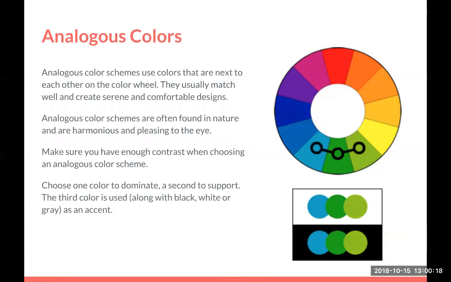Then we have analogous color schemes. Analogous color schemes use colors that are next to each other on the color wheel, and they usually match well, and they can create a serene and comfortable design. The reason they match and feel comfortable is that analogous color schemes are often found in nature, so they're naturally harmonious and pleasing to the eye. You want to make sure that you have enough contrast when you're choosing an analogous color scheme. So again, you might want to choose one color that will dominate and a second to support it, and then a third color, maybe along with some black and white or even gray.